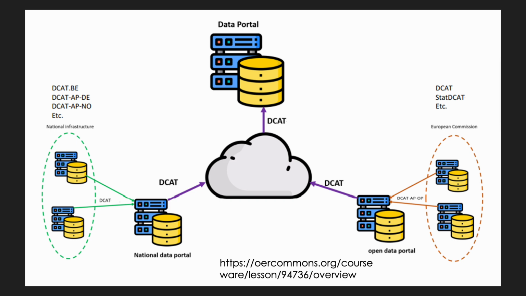So in this visual image, the things circled in green are the national infrastructure data, and those are the datasets. And on the other side is the European Commission datasets, and they go to the national portal. They go to two national portals, and one goes to the European Open Data Portal, and this one goes to the National Data Portal. The two DCAT portals go to the cloud, and it all goes to the data portal or DCAT.